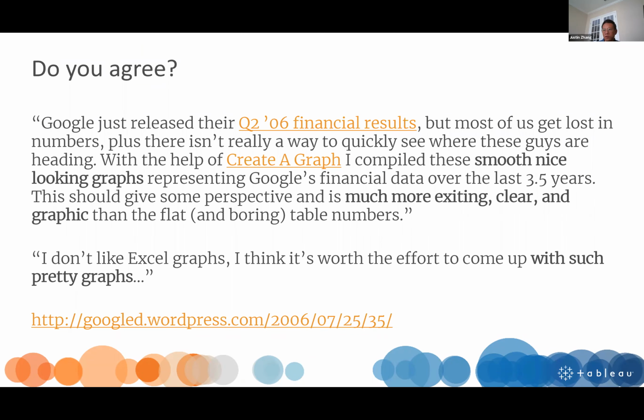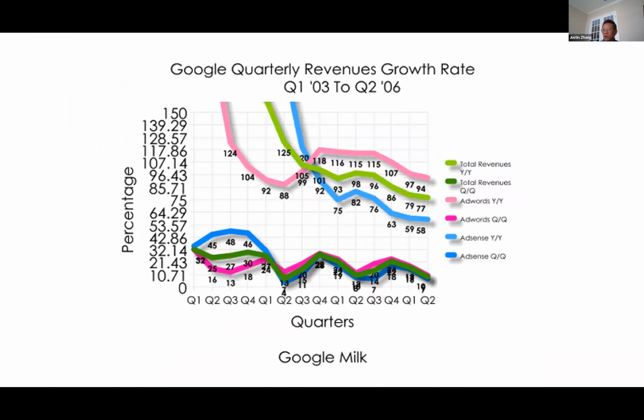This example is no longer online, but you can still read the post on some websites if you're interested. This person decided to visualize Google's financial results in a much more exciting, clear, and graphic way. Let's see if you agree that this is exciting, clear, and graphic. So here is Google's quarterly revenue growth. We see lots of issues here. The labels overlap each other.